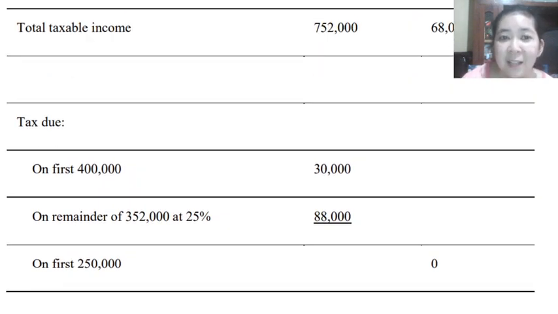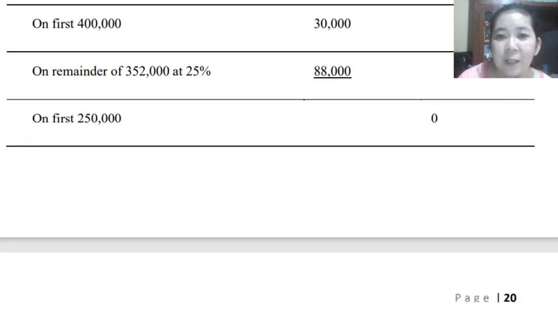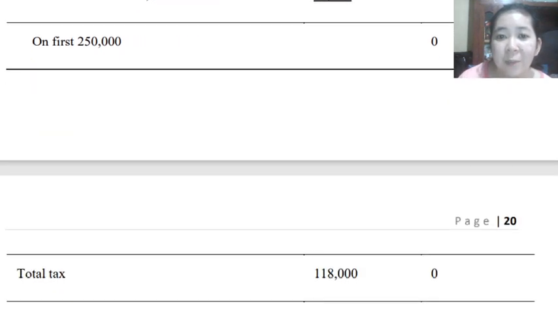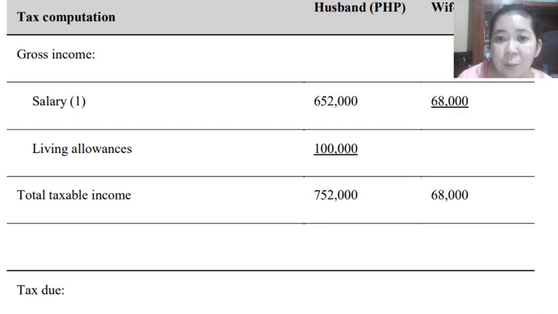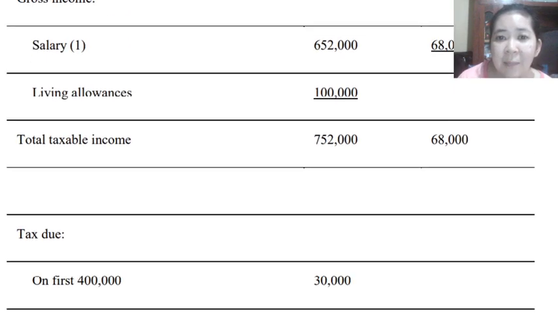Okay, so first 400,000 is 30,000. That is fixed already. On the remainder, the excess of 400,000, since his total taxable income is 752,000, so 752,000 minus 400,000. So the remainder of 352,000 is subject to 25%. So that's 88,000. Okay, so therefore, the total tax of the husband is 118,000, that is 30,000 plus 88,000.